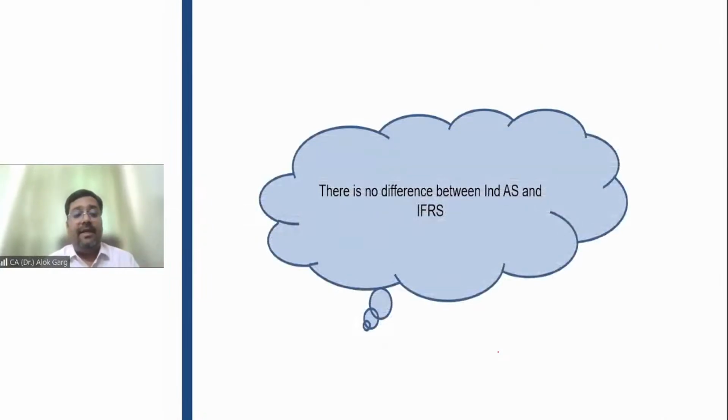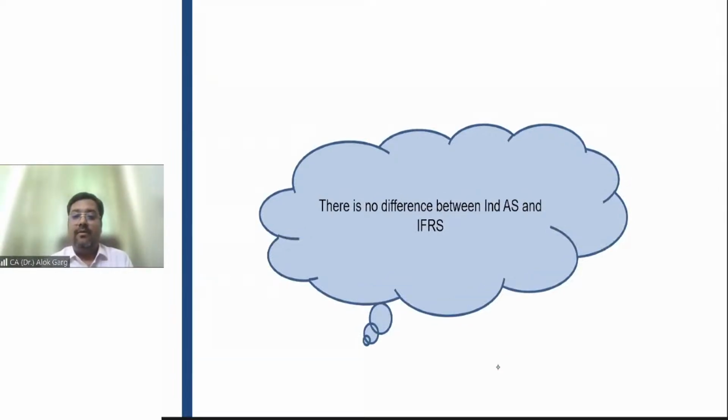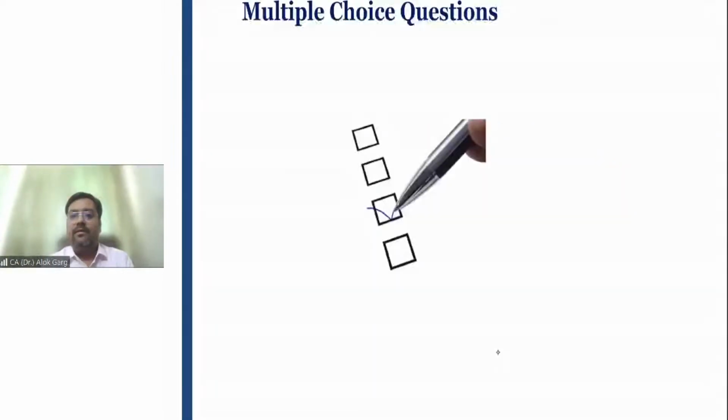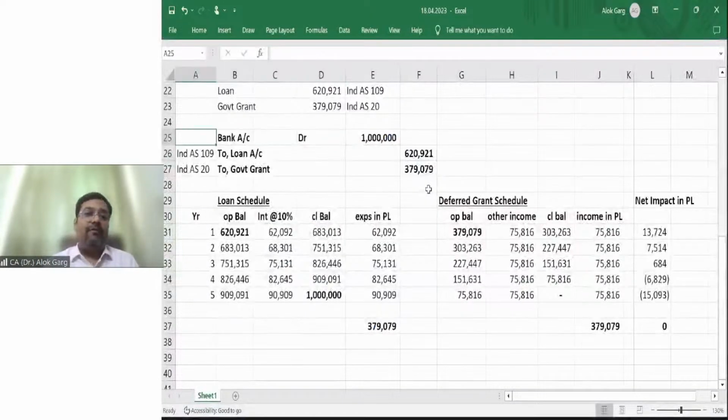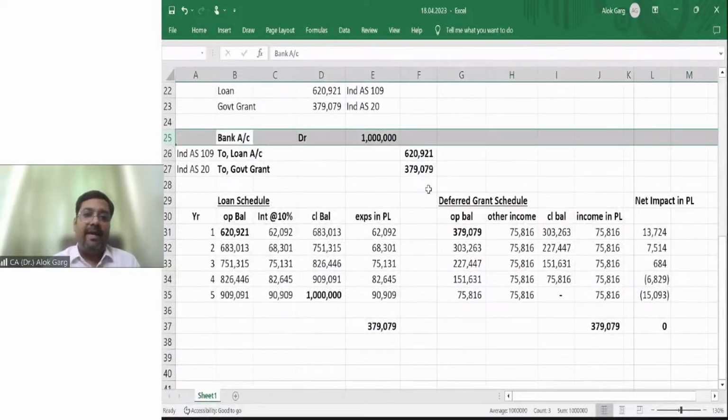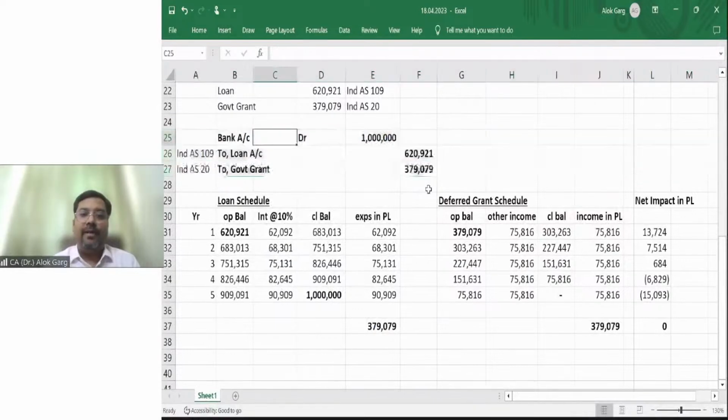If I compare between Ind AS and IFRS, there is no difference between the government grant, right? Is that clear? So Tushar is asking, sir, where did other income come from? Tushar, if I go back to the Excel file, you have seen what we have done: bank account debit, loan account, government grant account.